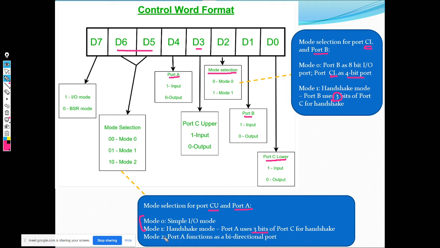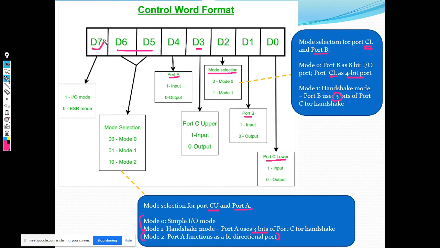So in mode 2, your port A will function as a bidirectional port. You can configure port A as bidirectional. Otherwise, it'll be in either an input mode or an output mode, one of those. At a time, it can only be unidirectional.